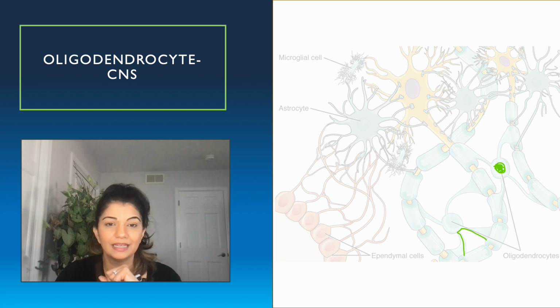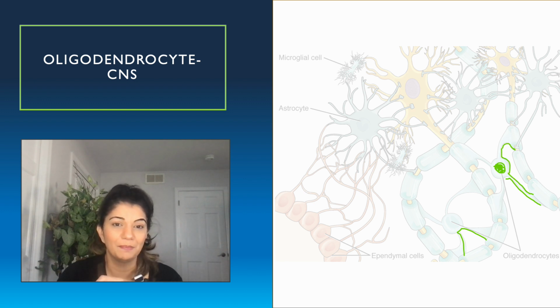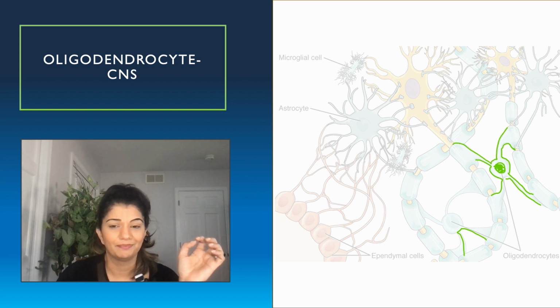Okay, now we're looking at oligodendrocytes, which reminds me of an octopus. I don't know if you equate it to this, but basically if you break down the word oligodendrocyte, oligo is few, dendro means branches, and then cyte, as you know, means cells.